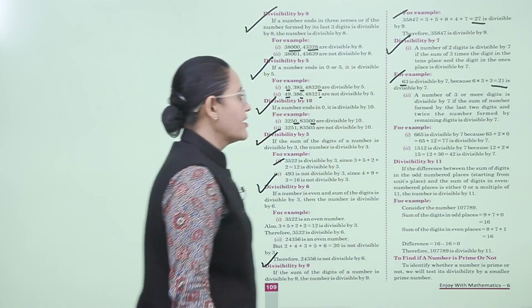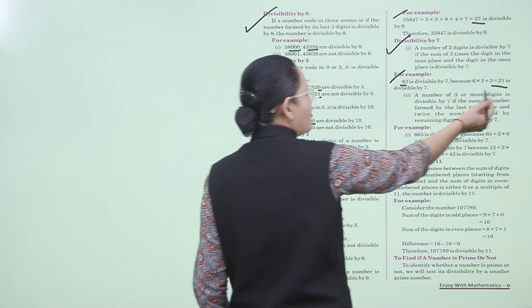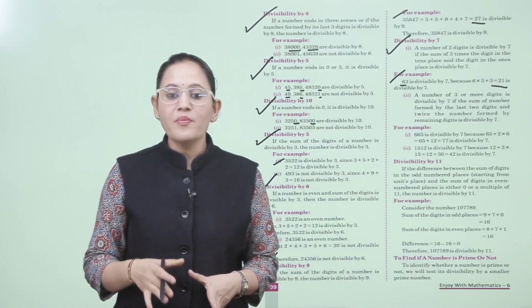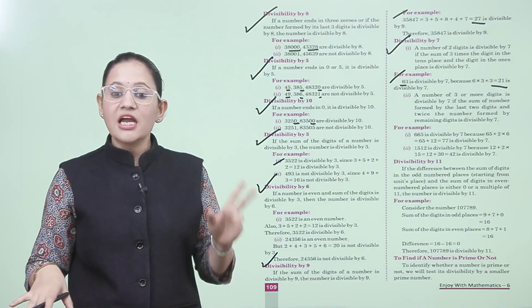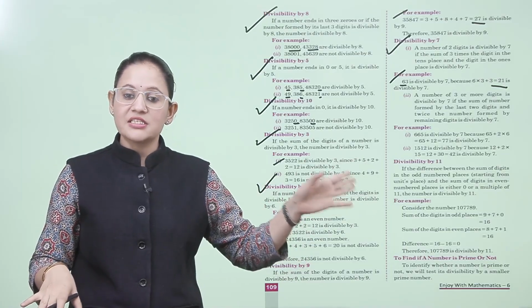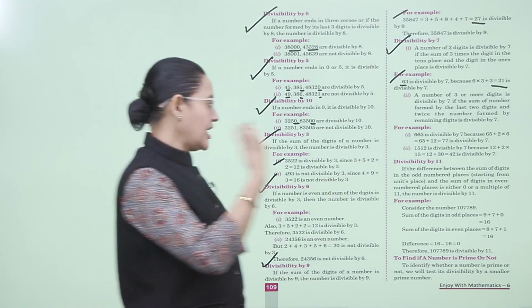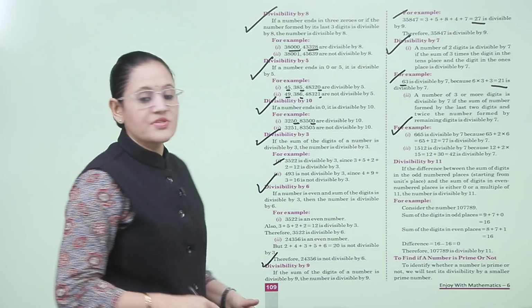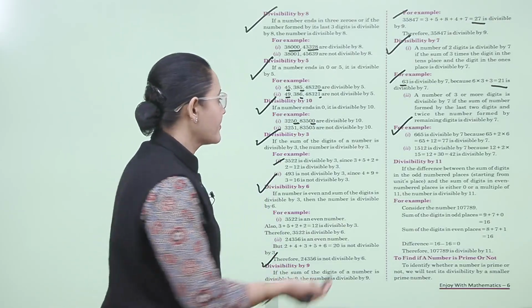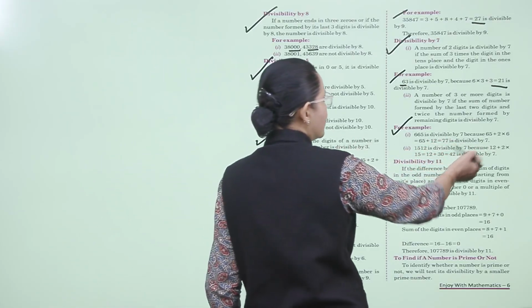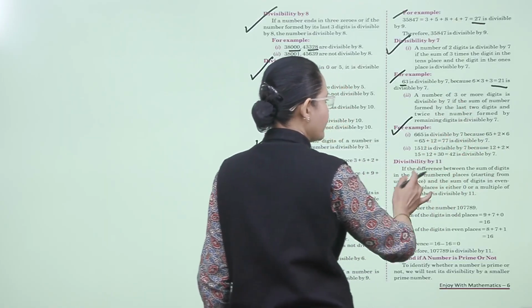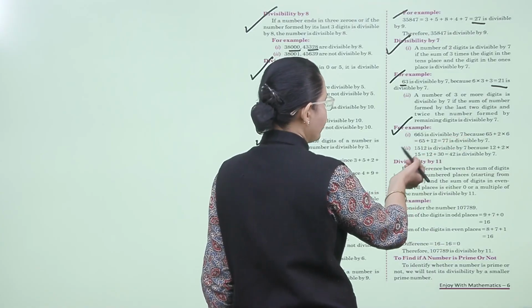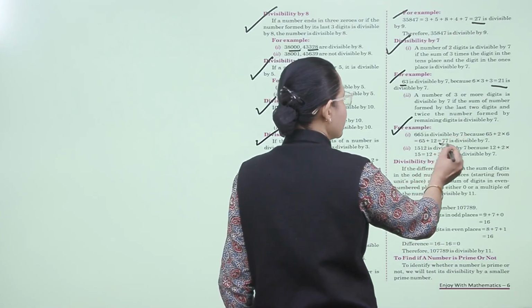A number of 3 or more digits is divisible by 7 if the sum of the number formed by the last 2 digits and twice the number formed by the remaining digits is divisible by 7. Again, we will understand with the help of an example. 665 is divisible by 7. Why? Because 65 plus 2 into 6, that makes 65 plus 12, that is 77.